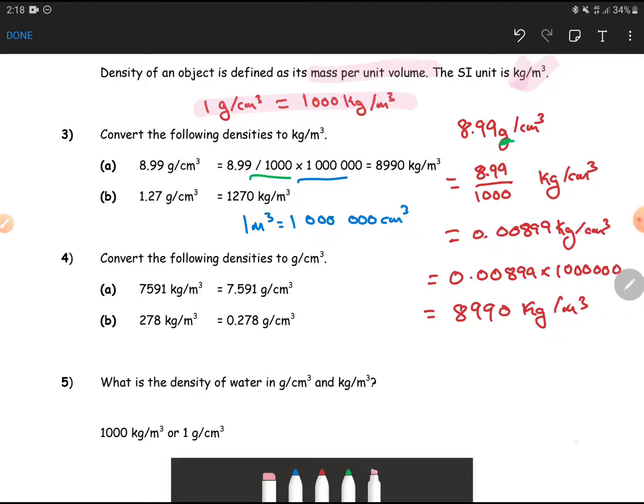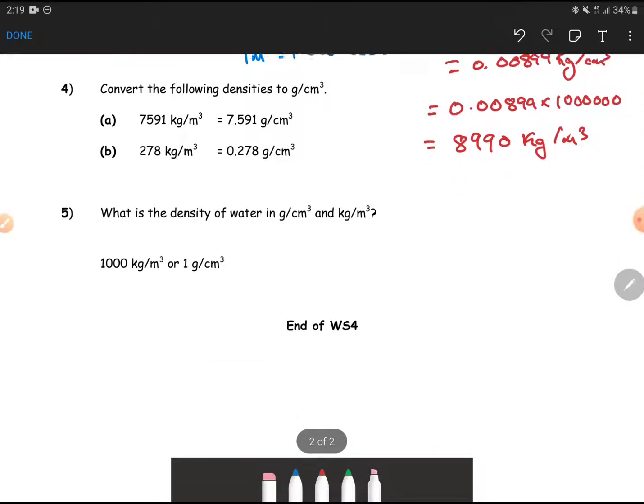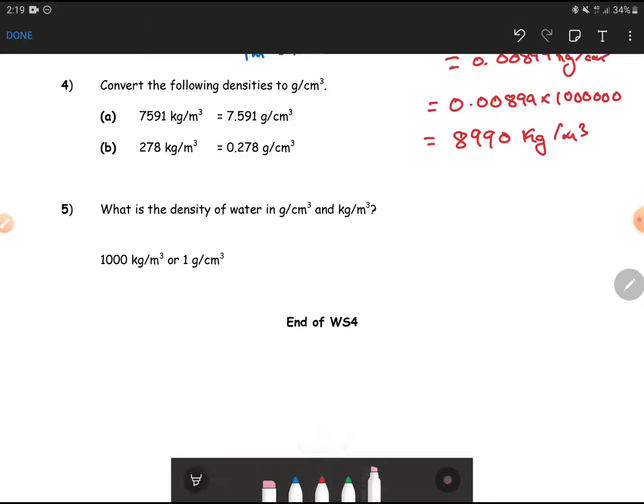All right. Now, moving on, water itself has a density of 1 gram per cm cube. And that's why it will be 1000 kg per meter cube. Okay, it's the same. All right, and that's it for this worksheet.